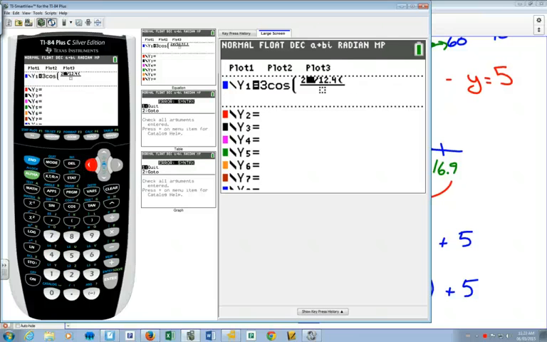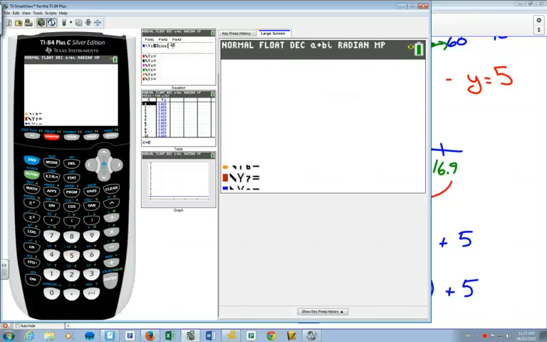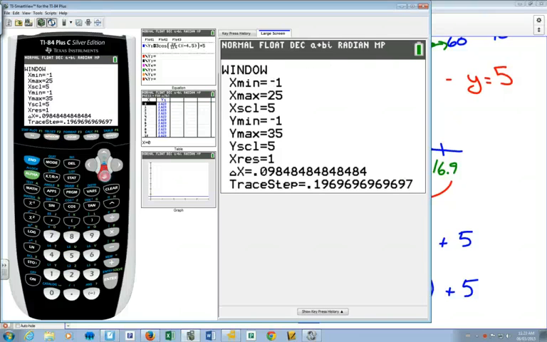Oops. Another bracket. X minus 4.5. Bracket. Bracket plus 5. Go to my window. We need up to 16.9, so I'm going to go up to 20. My y min goes up to 8, so I'm going to go from -1 to 10.